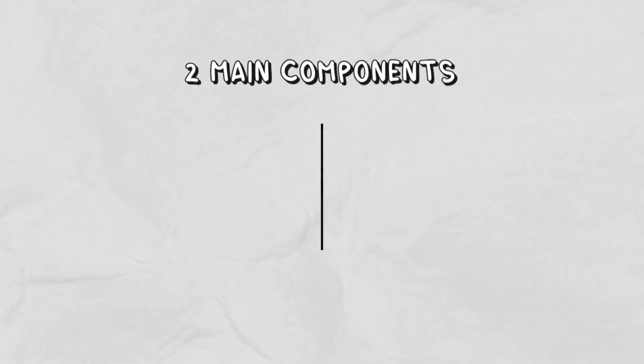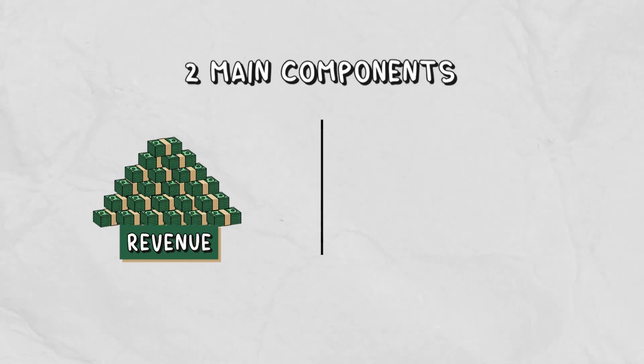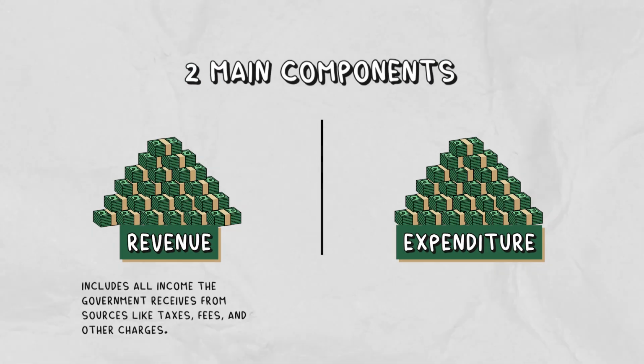Fiscal policy consists of two main components: revenue and expenditure. Revenue includes all income the government receives from sources like taxes, fees, and other charges. Taxes are the primary source of revenue and come in many forms, such as income tax, corporate tax, value-added tax, VAT, and excise tax. Each type of tax applies to different situations, and we'll cover those in another video.